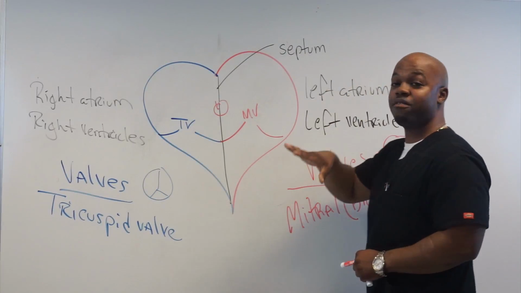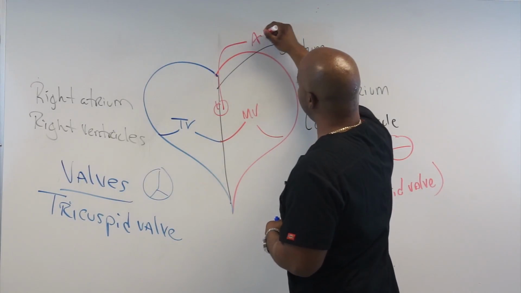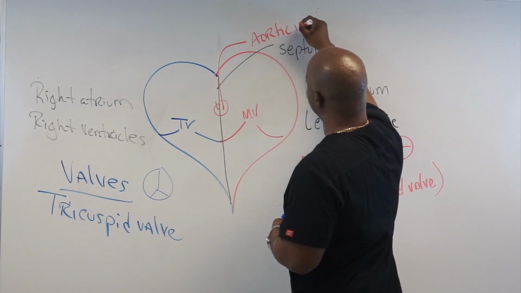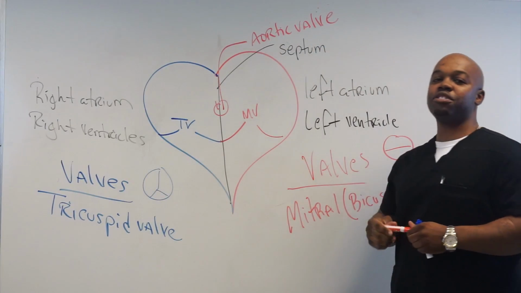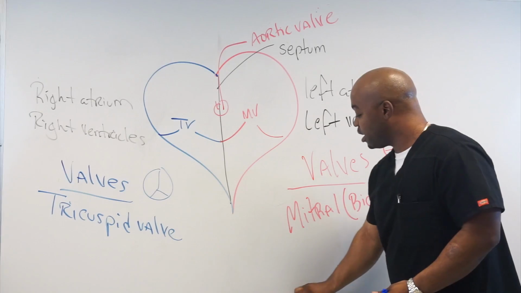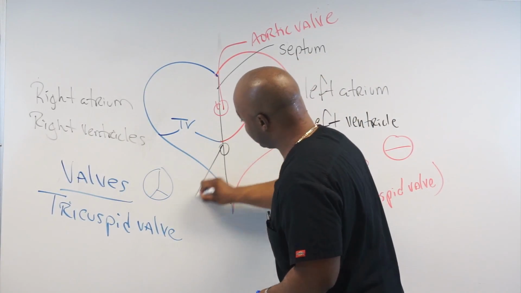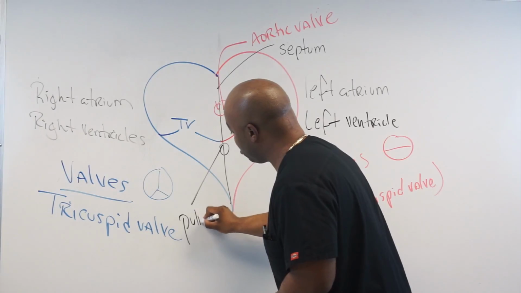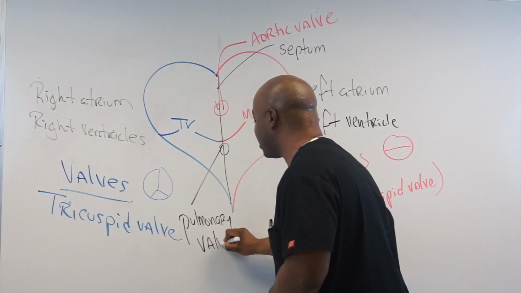We have the 3rd valve, which is called the aortic valve, which is right here. Very important valve. Now, the last valve we have is called the pulmonary valve. The pulmonary valve is right here. Once again, it's called the pulmonary valve. Some books may say pulmonic, but it's the same thing.